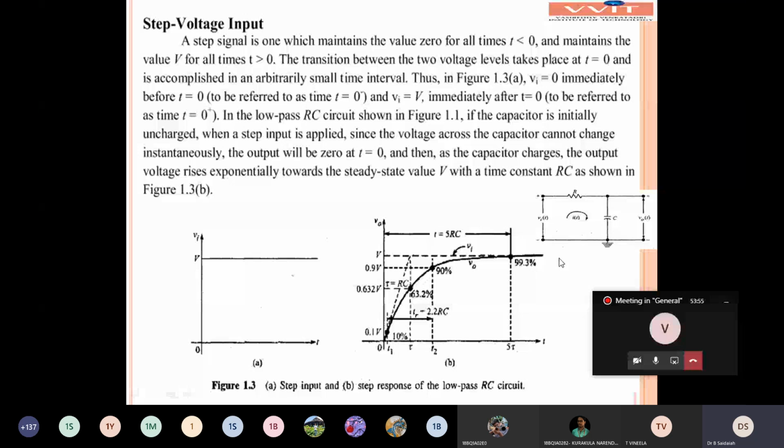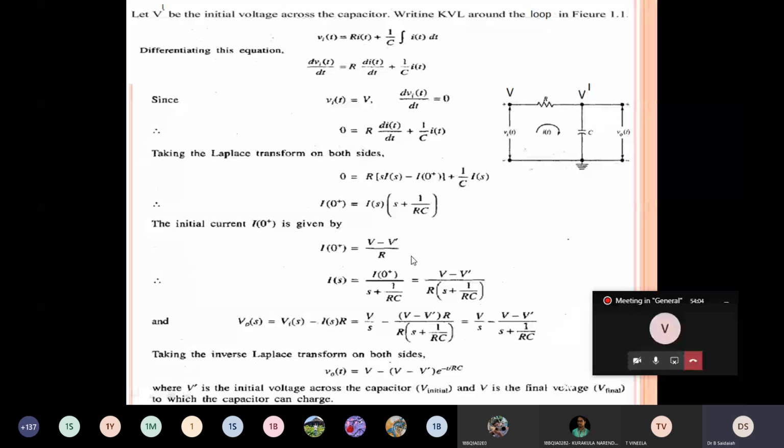This value will be maintained constant. Capacitor voltage and input voltage both become equal, fully charged. Now come to the mathematical equations, output voltage value. So how to find out the output voltage value V naught of t in the time domain? We need the output voltage. And to find the output voltage, what formula do we know?